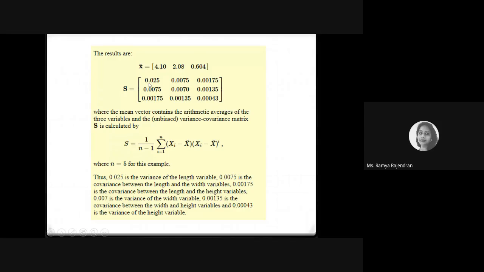So the variance of the length is 0.025, the variance of the width is 0.007, and the variance of the height is 0.00043. The covariance between x and y is 0.0075, and the covariance between x and z, which is the length and the height, is 0.0175.